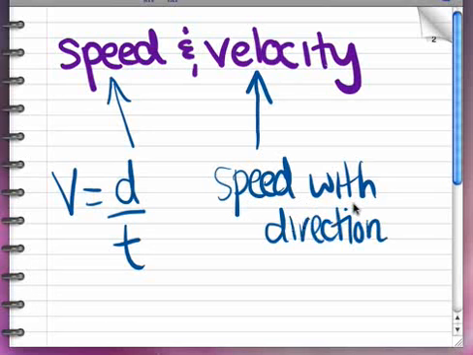For example, if a car is driving 40 miles per hour north, its speed is 40 miles per hour and its velocity is 40 miles per hour north. Notice the letter V is used here to represent speed in the formula. It's because velocity is calculated the same way as speed.